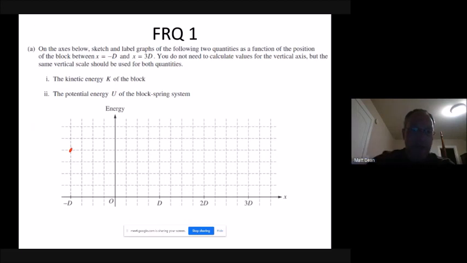And then between negative d and 0, that potential energy is being converted into kinetic energy. We're assuming there's no friction between negative d and 0. So that means that the initial potential energy that I have is going to be equal to the kinetic energy at x equals 0. We're assuming we're not losing any energy in the process.